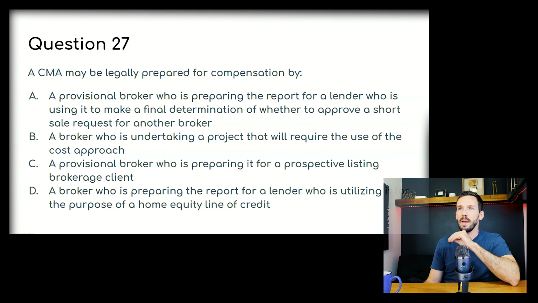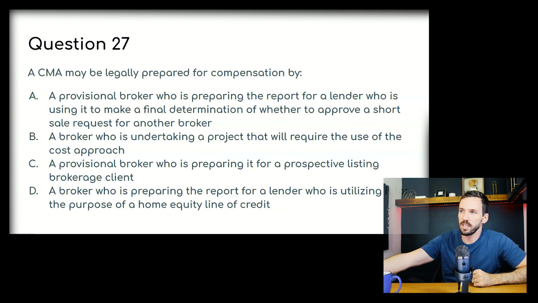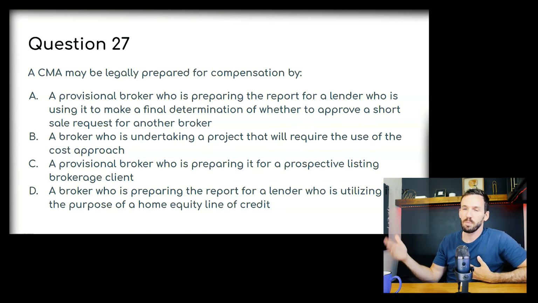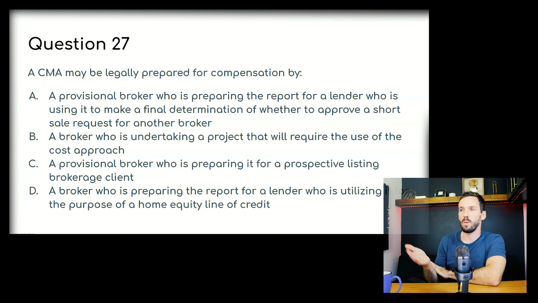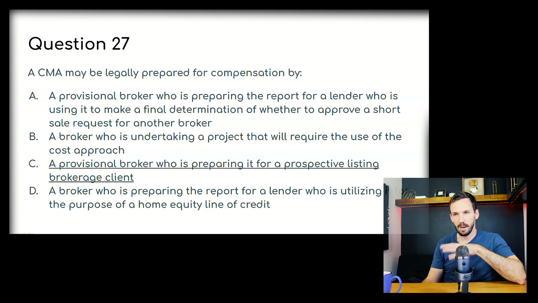Question 27. A CMA may be legally prepared for compensation by a provisional broker who is preparing the report for a lender who is using it to make a final determination of whether to approve a short sale request for another broker. Nope. Appraiser has to do that. A broker who is undertaking a project that will require the use of the cost approach. A provisional broker who is preparing it for a prospective listing brokerage's client. A broker who is preparing the report for a lender who is utilizing it for the purpose of a home equity line of credit. A is a big time no-go. That's an appraiser. The answer here is C, a provisional broker making it for a client. Anything that has to do with the actual financing part of this, a broker cannot do that. It's the job of a third-party appraiser.